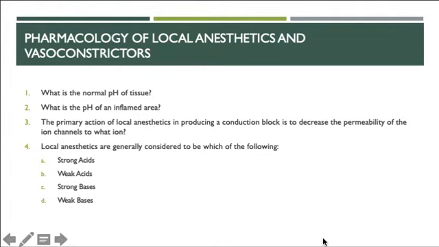All right, question time. So what is the normal pH of tissue? 7.4. What is the pH of an inflamed area? We're going to say it's between 5 and 6. What's the primary action of local anesthetics in producing a conduction block? It is to decrease the permeability of the ion channels to what ion? So that would be sodium ions. And question number 4, you may have missed because I said it pretty quickly. Local anesthetics are generally considered to be which of the following? And they're considered to be weak bases.